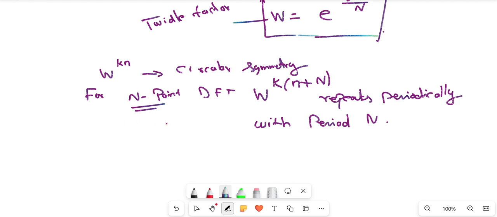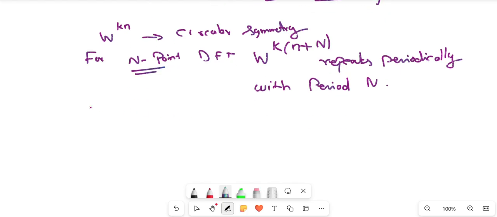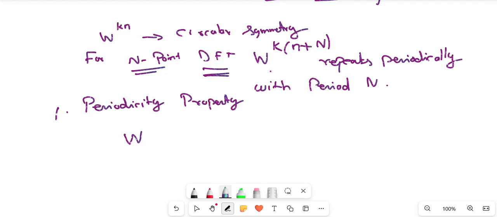So, that will be the periodicity property. What is the first property? Periodicity property. DFT supports many properties, out of which, as I already told you, the periodicity property and the symmetry property are very important. The periodicity property says that for the twiddle factor of N point, W_N power k plus N is equal to W_N power k.